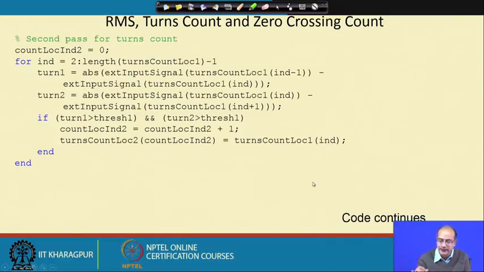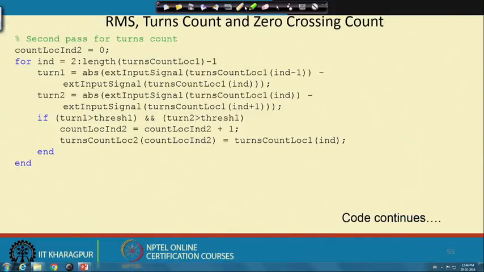That means, if we have a turn like this which has sufficient height before the other turn on both the sides, then we tell that there is a sufficient height on both sides, we will tell this is a real turn. Okay. This is a real turn.